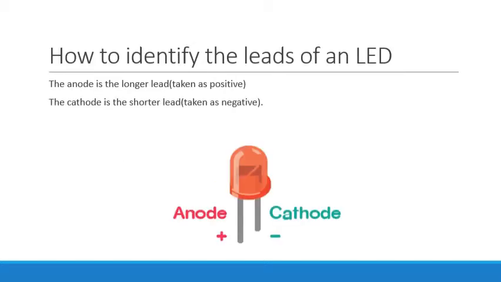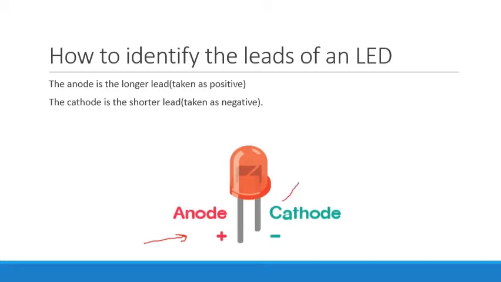How do you differentiate between the anode and the cathode of your LED in real life? Remember, we talked about how you can differentiate between them using the circuit symbol that you normally find on the schematic diagram. Now, when you see an LED in real life, how are you going to differentiate between the anode and the cathode? It is simple. The anode of the LED is the longer lead, while the cathode is the shorter lead.